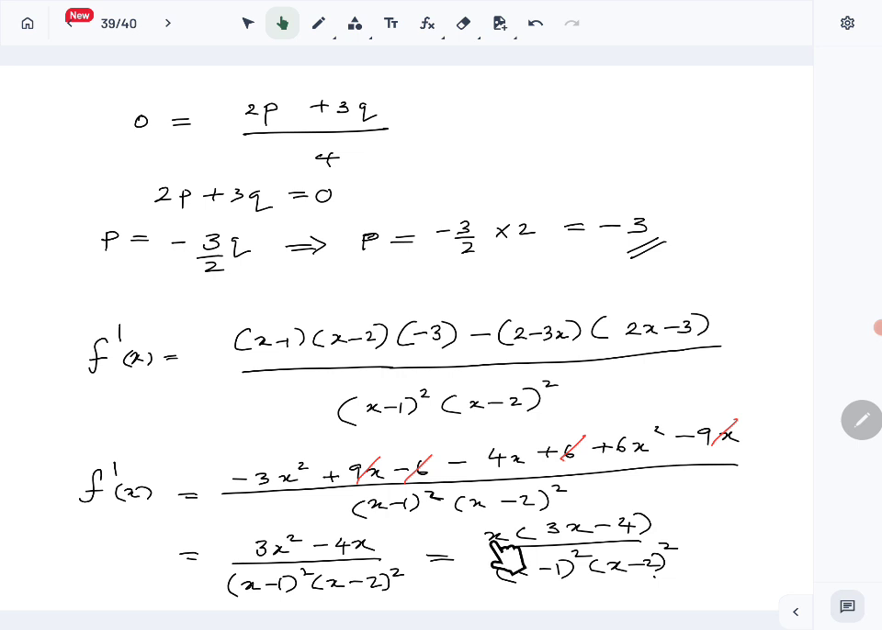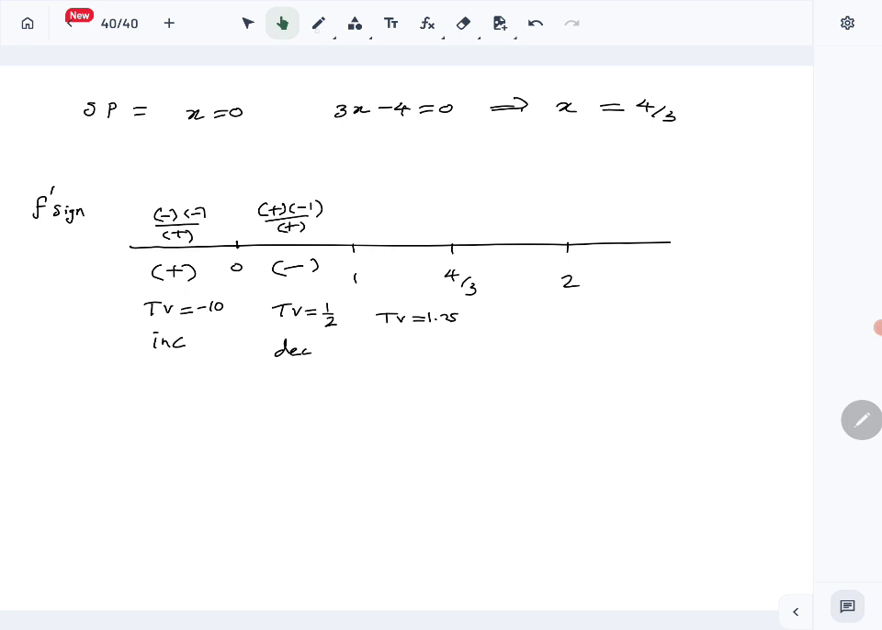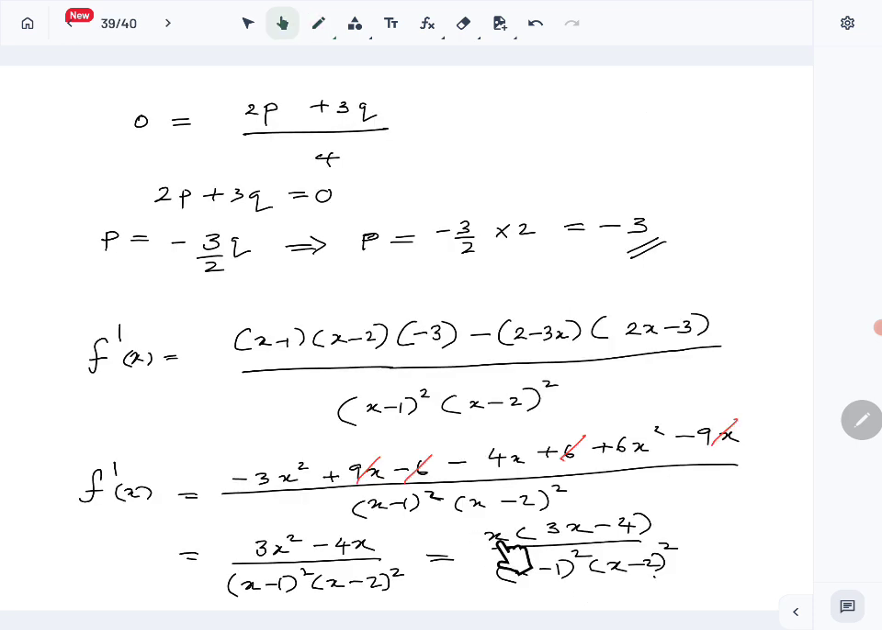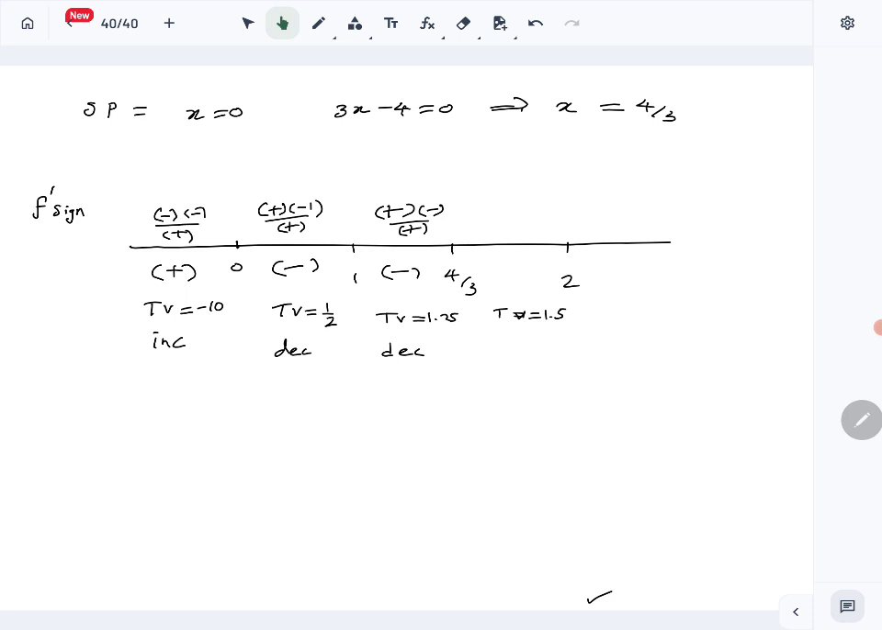Substitute 1.25 here, positive. Here, that's going to be negative. So positive times negative over positive. So again, negative. So this interval is also decreasing. Then 4/3 to 2. So let's take the test value to be 1.5. Again, let's substitute 1.5 here. So that is positive. Here, 4.5 minus 4, again positive. So positive times positive here.